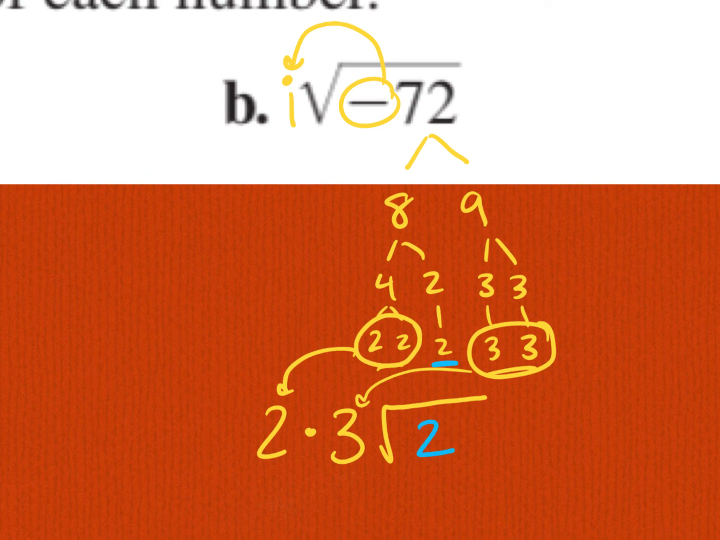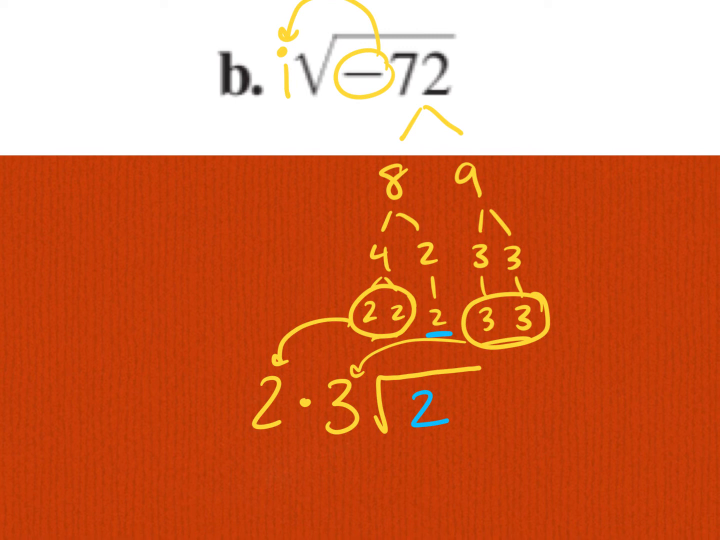Where did the i go? The inside, or is it on that? I took it to the outside. The i goes on the outside.